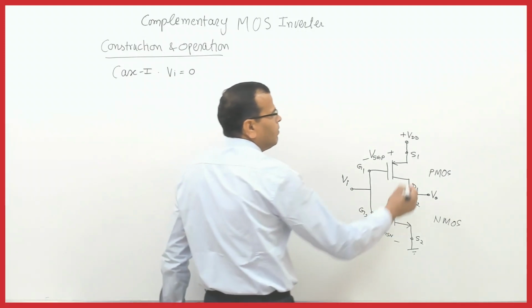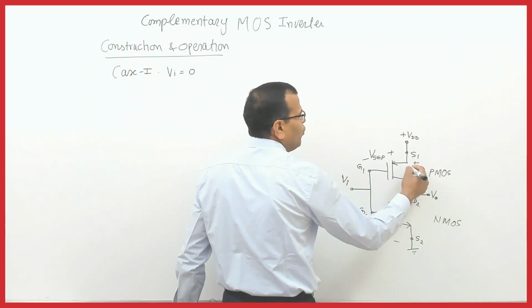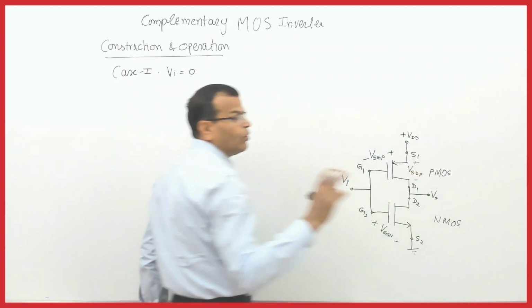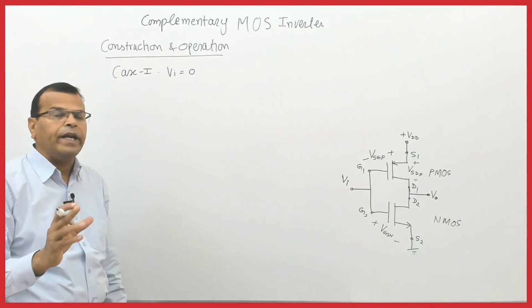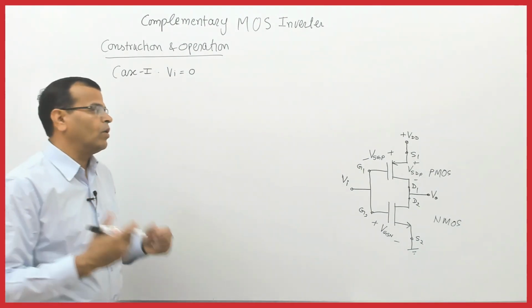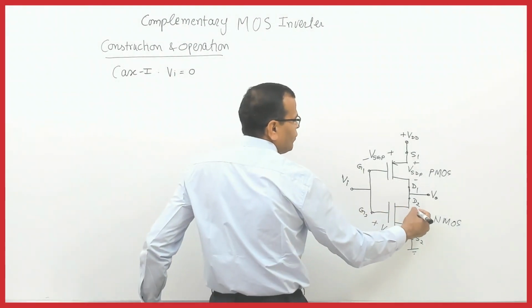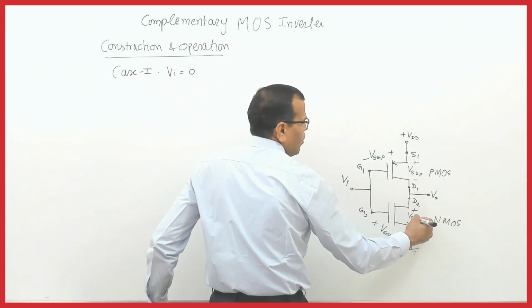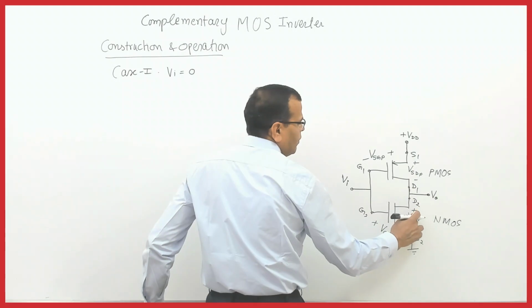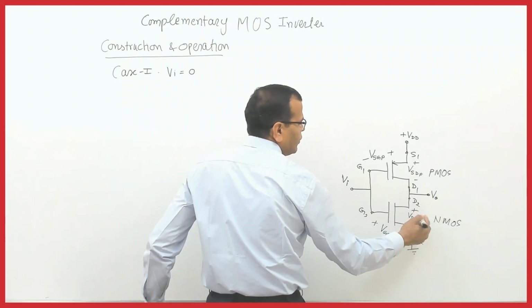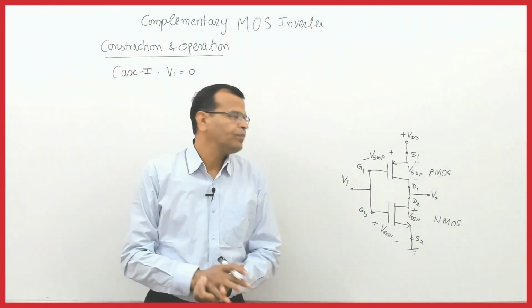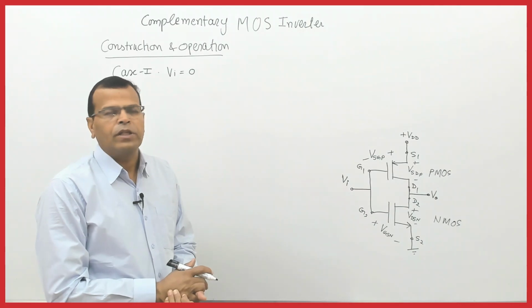Similarly, voltage here I will be taking VSDP. Why? Because source is positive with respect to drain in case of PMOS. Similarly, this voltage will be VDSN. Why? Because drain is positive terminal with respect to source in case of NMOS. These are the voltages we have in case of the CMOS circuit.